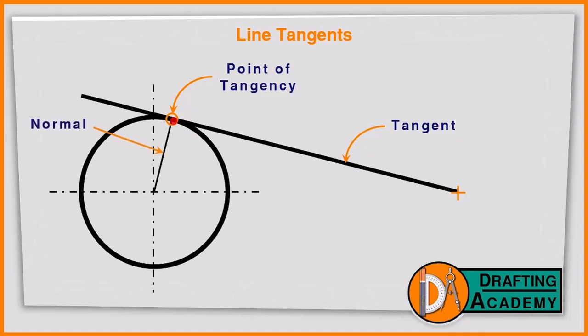A key thing to always remember is that the normal and the tangent are always going to be at an angle of 90 degrees. That symbol there I've just put means 90 degrees. This is the basic concept that you will usually be taught when you are first introduced to line tangents.